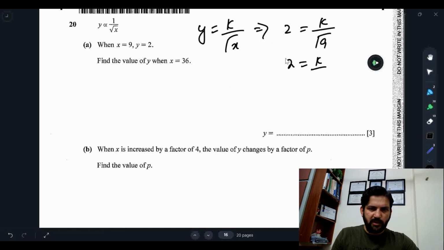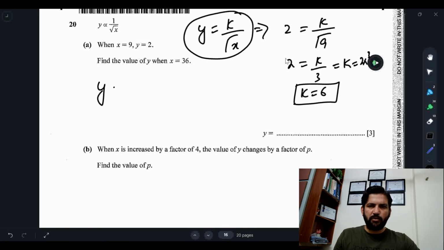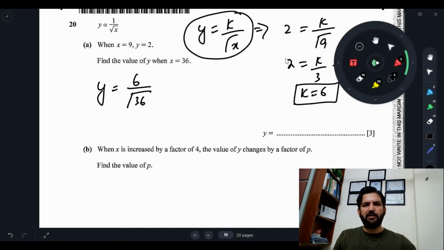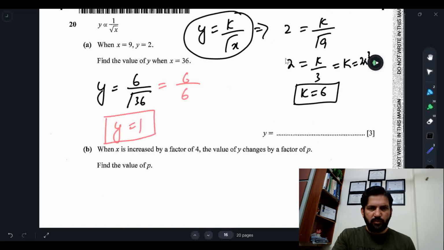Now let's move to this part, find the value of y when x is equal to 36. We have to use the same equation. Now y is equal to 6 divided by square root of 36. Just put the values of x and k. So 6 by 6, y will be equal to 1. I hope that this thing is clear to all of you. If you still have any confusion or doubt, you can ask it in the comment section. Let's move to the B part.